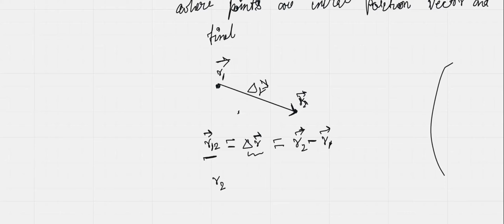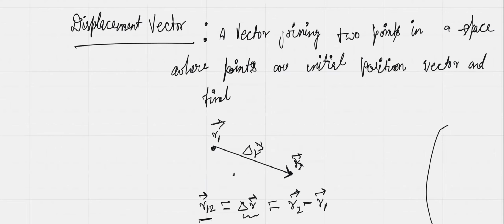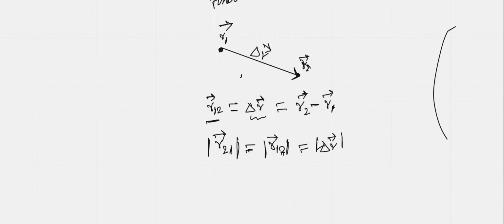The magnitude of R21 equals the magnitude of R12, which is equal to delta R, right? Can I say this? Yes. Because the magnitude is the distance, and the distance is the same whether you go from here to here or the other way, the net distance in a straight path. So this is your displacement vector. I think this is also clear.